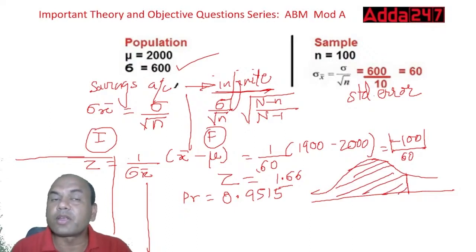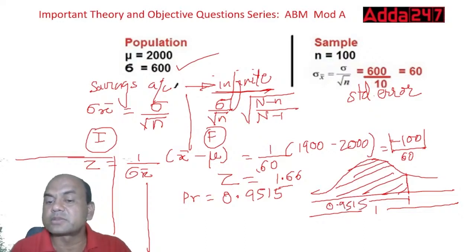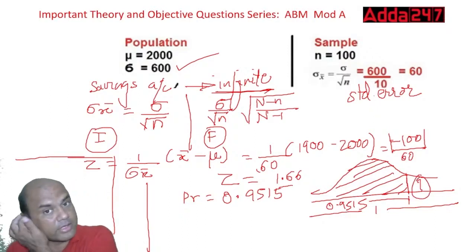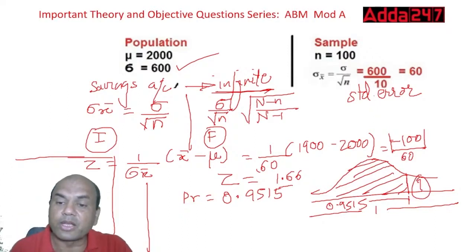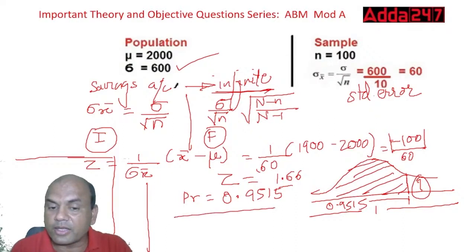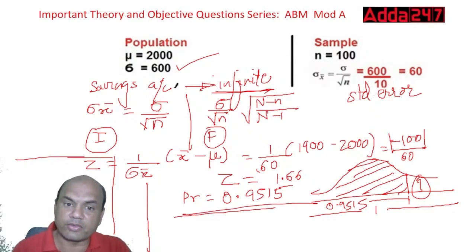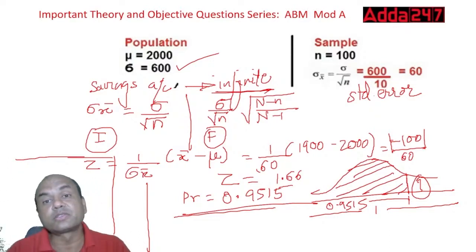Now if they had asked me for the area above 1900, then this total area 1 minus 0.9515 would have been my answer. But they have asked me below 1900, so I want this area only. So my answer is correct over here. Luckily it is 0.9515 only. Got it, everyone? This is the way this numerical is to be solved.